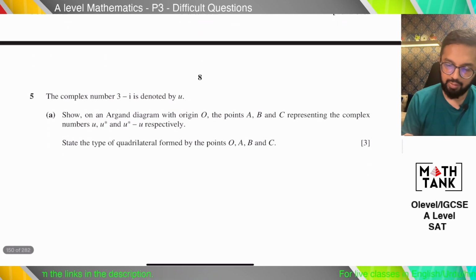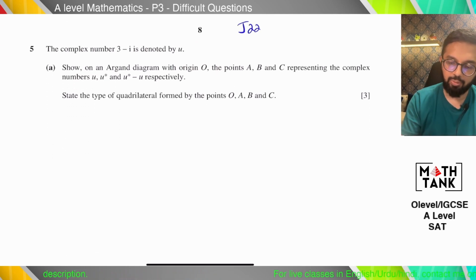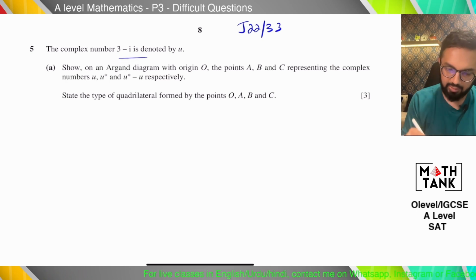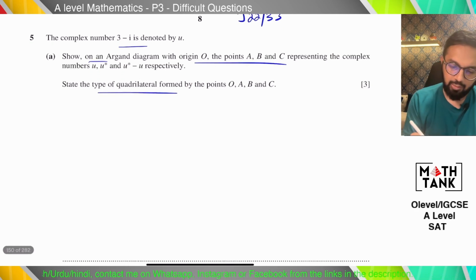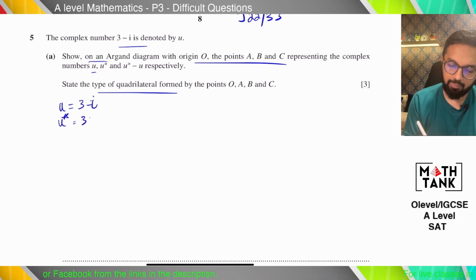This is again from the same paper. This is a complex number question. Okay, this is a complex number. This is represented by this. On an Argand diagram, the point state the type of quadrilateral formed by this. What complex numbers am I talking about? 3 minus i, then the conjugate of that, which is 3 plus i, and u star minus u, which is 3 plus i minus 3 plus i. Okay, that gives me 2i.